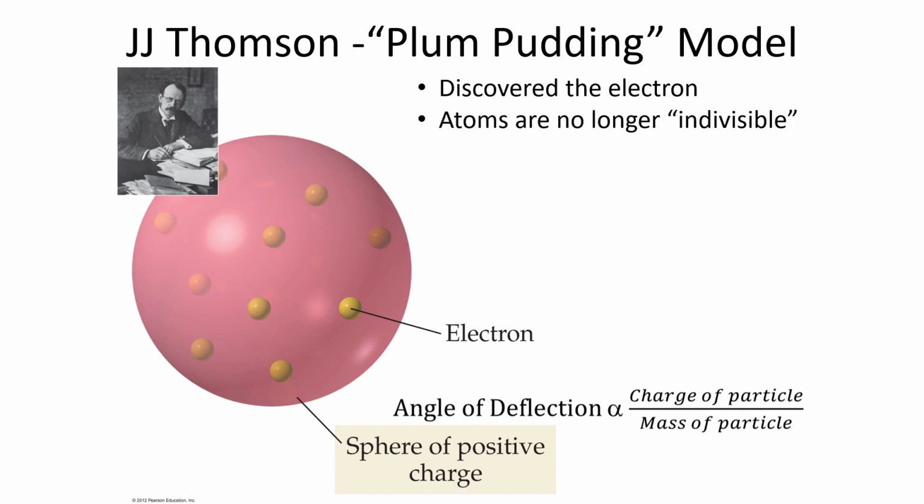This also led to the discovery of the electron. They learned that since there is an electron, atoms are no longer just indivisible, because they thought an atom was just an entity, like you had a carbon atom. They didn't know that there were smaller particles within it.